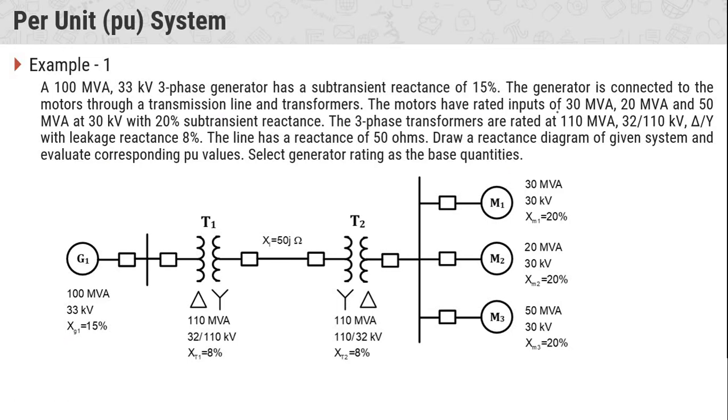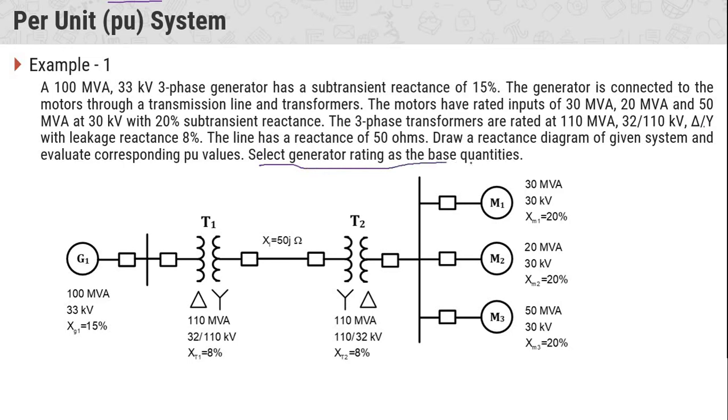The motors have rated inputs of 30 MVA, 20 MVA and 50 MVA at 30 kV, and 20% sub-transient reactance. The 3-phase transformers are rated at 110 MVA, 32 by 110 kV, delta star, with leakage reactance of 8%. The transmission line has a reactance of 50 ohm. Draw a reactance diagram of the given system and evaluate the corresponding PU values.